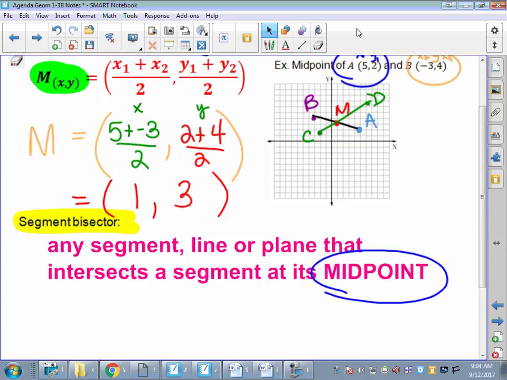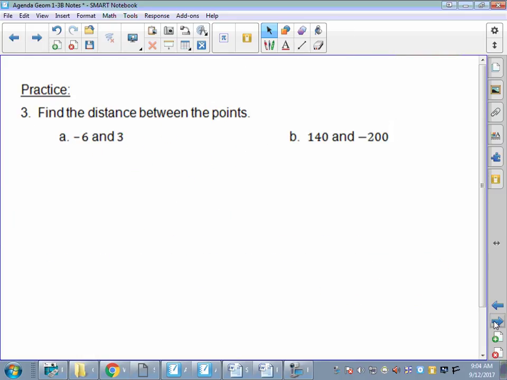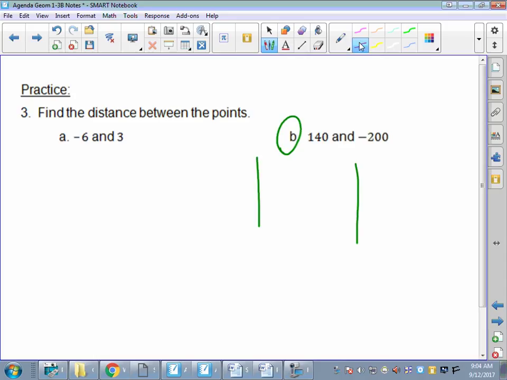All right, so let's do a couple examples. Find the distance between the points. Let's just do B. This one you might count, this one you might common sense your way through it. If we're going to use the formula, distance we subtract, midpoint we add. So make sure you notice that distinction. I am not going to make a number line that goes from 140 on the positive side to negative 200 on the negative side. So I'm just going to use my absolute value. Doesn't matter which way we go, but distance means we subtract.